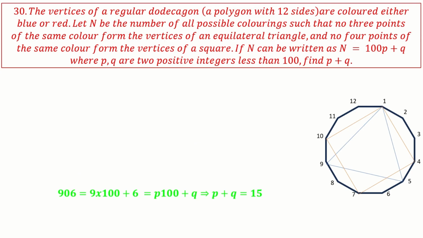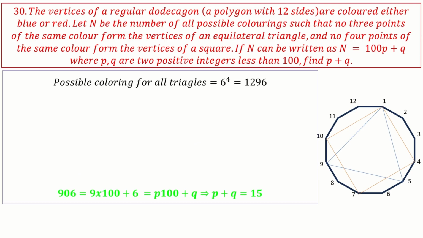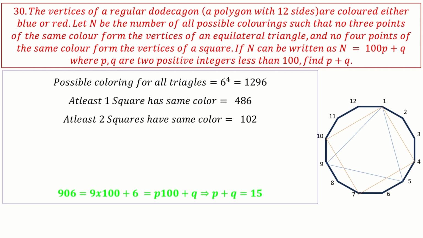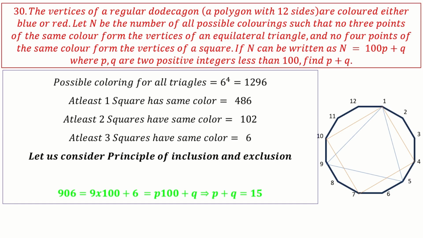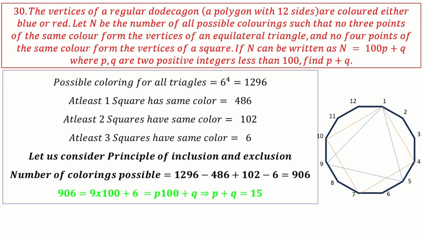Now we have all the information required. Possible colorings for all triangles is 1296. At least one square has same color, 486. At least two squares have same color, 102. At least three squares have same color, 6. Now using the principle of inclusion and exclusion, the number of possible colorings is 1296 minus 486 plus 102 minus 6, which is 906. So 906 is written in the form of 100p plus q, which means p is 9, q is 6. So 9 plus 6 is 15. That is the answer.